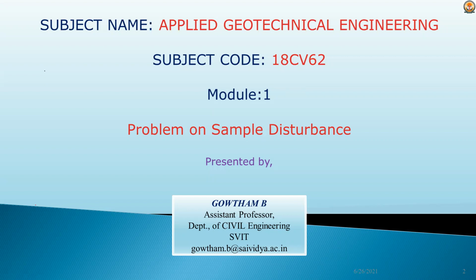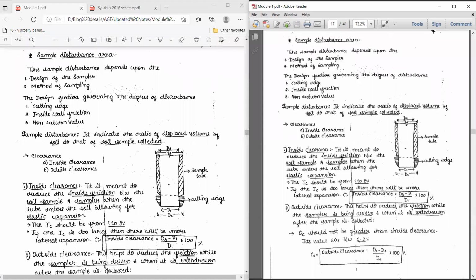In today's class, I am going to teach about a problem on sample disturbance. That means if you extract a soil sample from the earth surface, whether that soil sample is disturbed or undisturbed. That calculation I am going to show in today's class. So now let us see the problem.